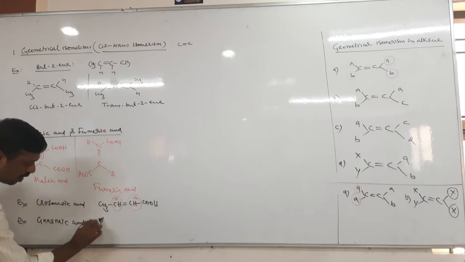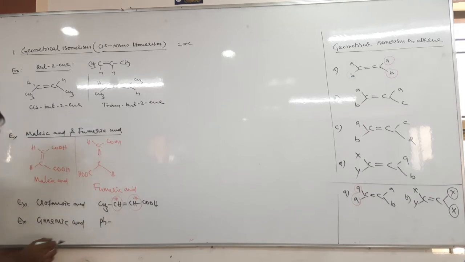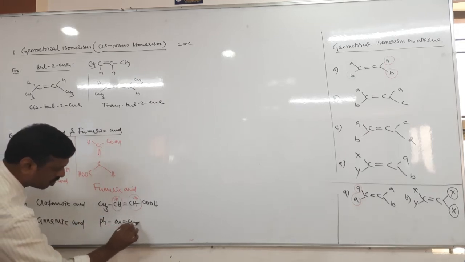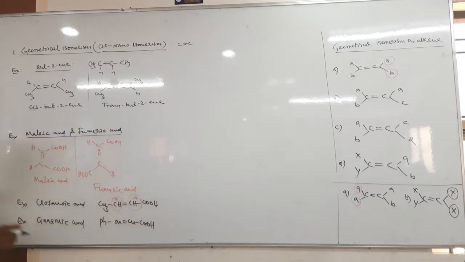Next, cinnamic acid. In cinnamic acid, in place of methyl, there is a phenyl: CH double bond CH COOH. So cinnamic acid also exhibits cis-trans isomerism. Butenoic acid, cinnamic acid. So write the cis and trans forms of these two.